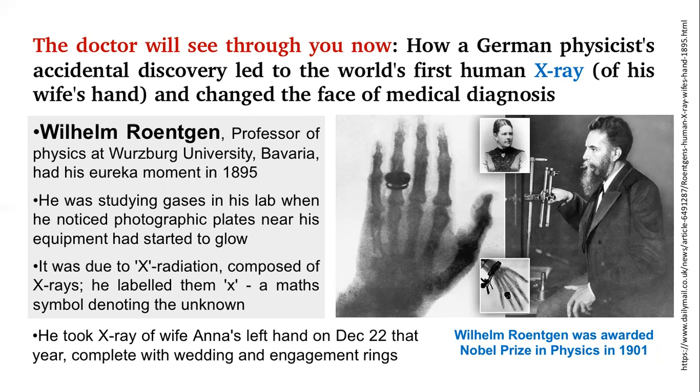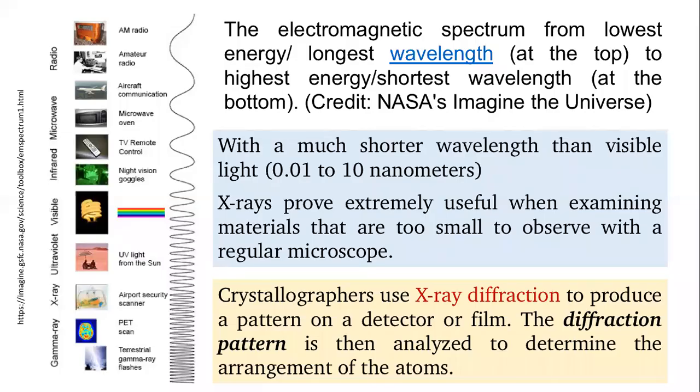So, it is this discovery that helped him gain the prestigious Nobel Prize in Physics in 1901. So, what are X-rays? They are a part of the electromagnetic radiation. As you can see here, it is a short wavelength light, shorter than visible light, and it is extremely useful when examining materials that are too small to observe with a regular microscope.